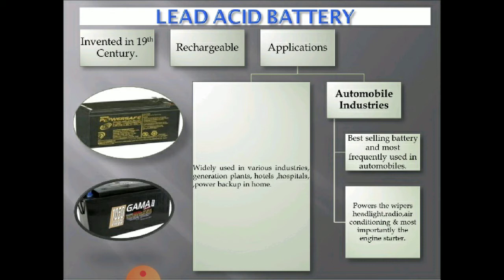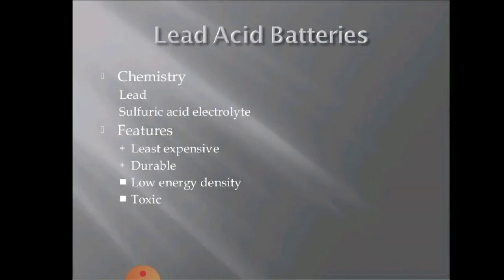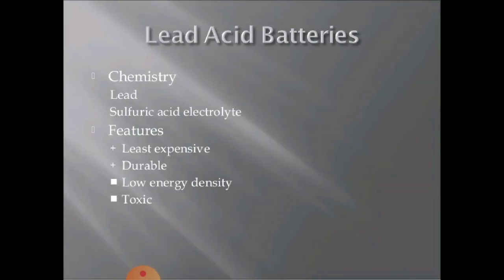Why are they used in automobiles? The purpose is that they power the wipers, headlights, and starters. So for these applications we need a lead acid battery. In most small vehicles we have a 12-volt lead acid battery in use. The lead acid battery mainly consists of a chemical composition of lead and sulfuric acid as the electrolyte.